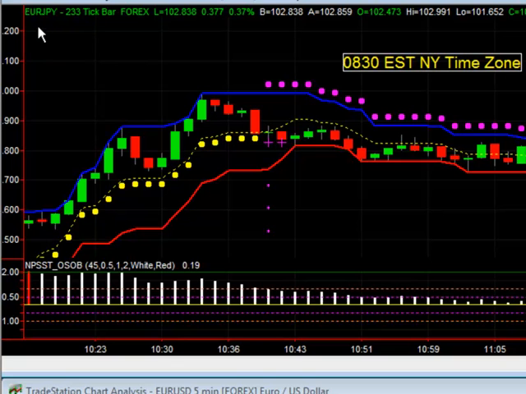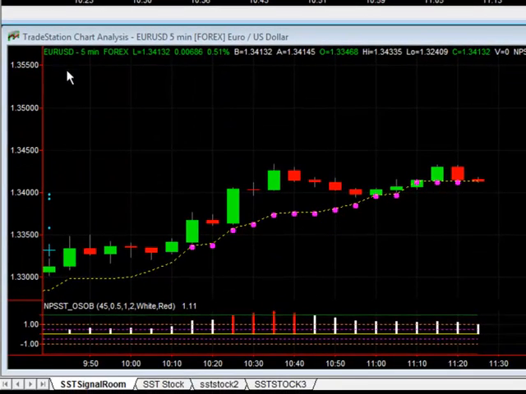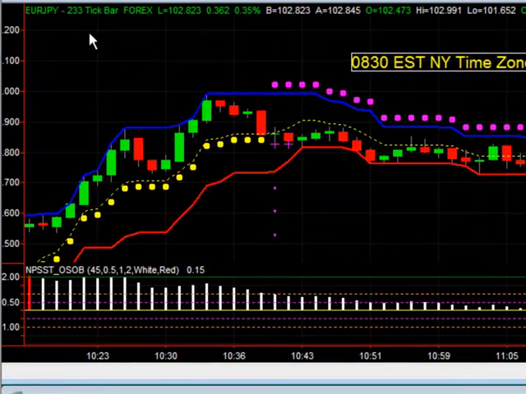We trade the euro yen, and we may switch this to the pound dollar, but we also trade the euro dollar on a 5-minute chart. This is a tick chart. This is TradeStation I'm showing you. It works just fine in MetaTrader.